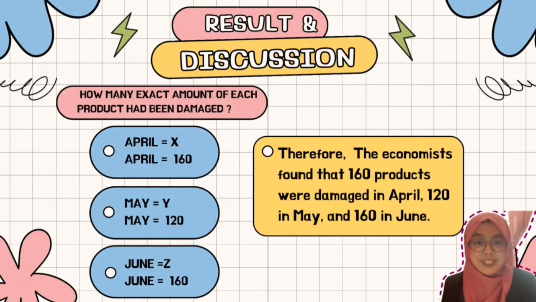Result and discussion. What is the exact amount of each product that had been damaged? As you can see, based on the methodology, we get 116 for the month of April, May equals 120, and June equals 116, same as April. Therefore, the economist found that 116 products were damaged in April, 120 in May, and 116 in June.